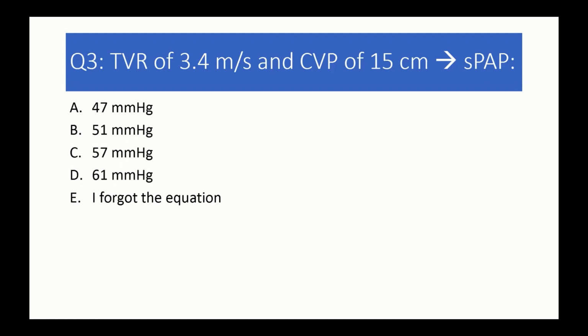Another question. For a tricuspid valve regurgitant jet of 3.4 meters per second and a CVP of, you measure the CVP and it turns out to be 15 centimeters, what should the systolic PA pressure be? The equation, for those who are tempted to put E, is the transvalvular, the tricuspid valve regurgitant jet squared times 4 plus the CVP will give you the answer.